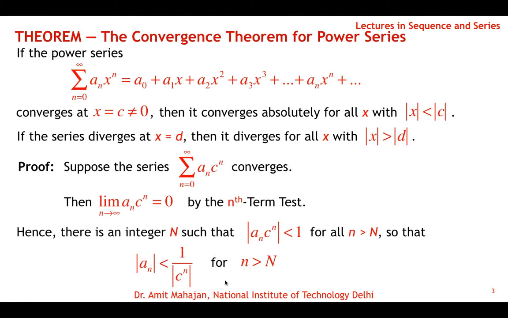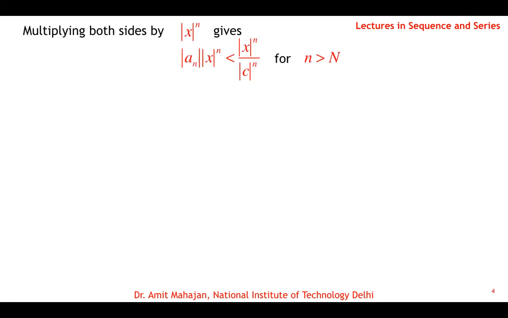Okay, so if we multiply both sides of this with the absolute value of x power n, then we can rewrite this last expression as the absolute value of a n times the absolute value of x power n less than the absolute value of x power n over the absolute value of c power n, for all n greater than or equal to N. This is true. Okay, and if the right side of the inequality, this absolute value of x by c, is less than 1, then by the geometric series this right hand side series will be convergent.